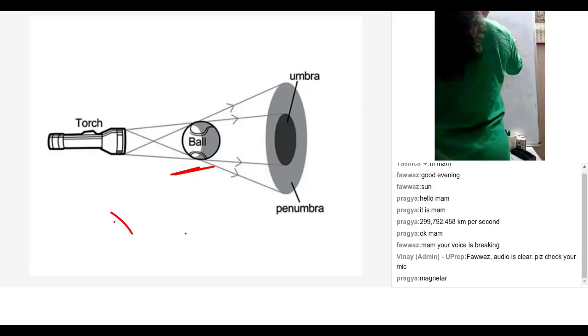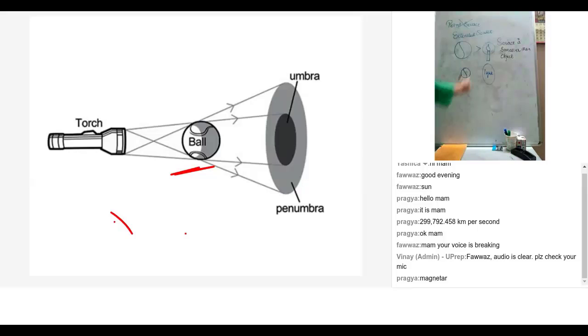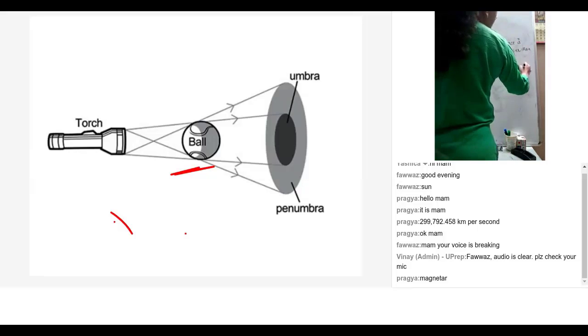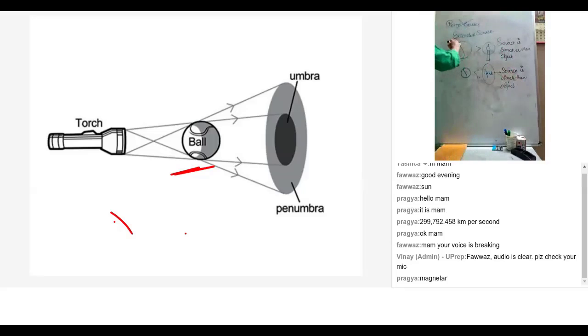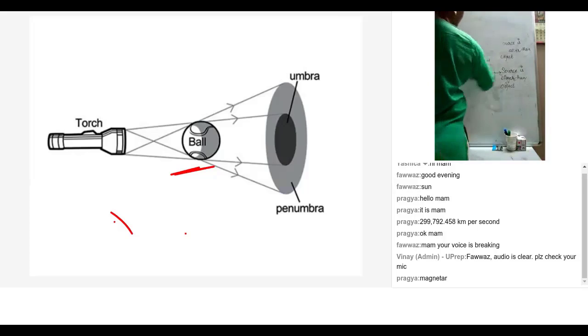One, source is smaller than object, and the second case, source is bigger than object. So we have to understand one by one, because there are two cases here. One source smaller than the object and the other source bigger than the object. So we'll start with one. And we'll understand one by one.